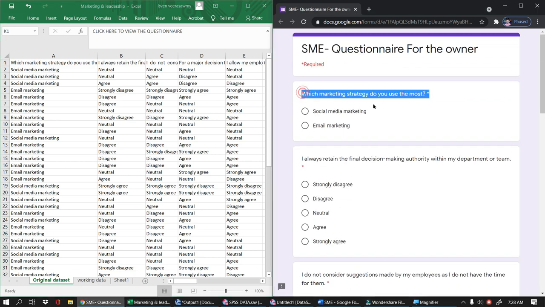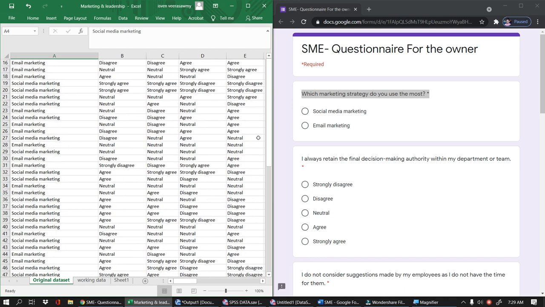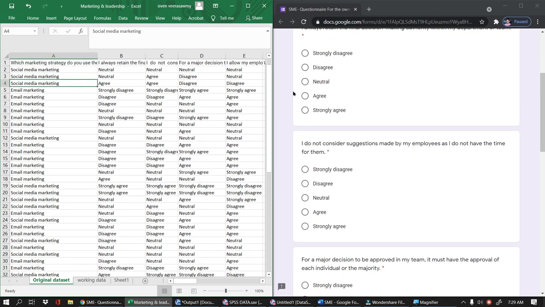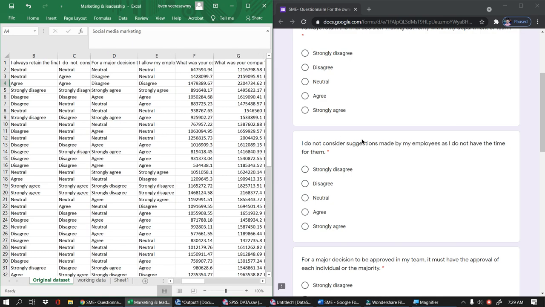Question 1 over here is regarding the marketing strategies that SME owners used the most. So you have two categories over here. In a real questionnaire, you should normally have more than two categories for the type of marketing strategies. So you can just go through the questionnaire and the dataset. You will understand each question.